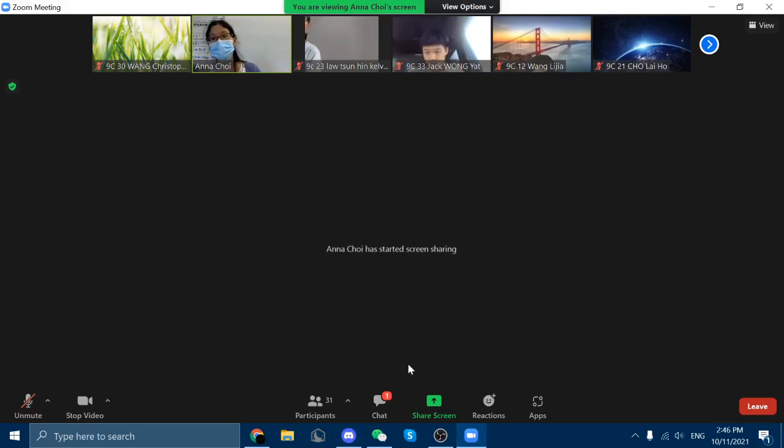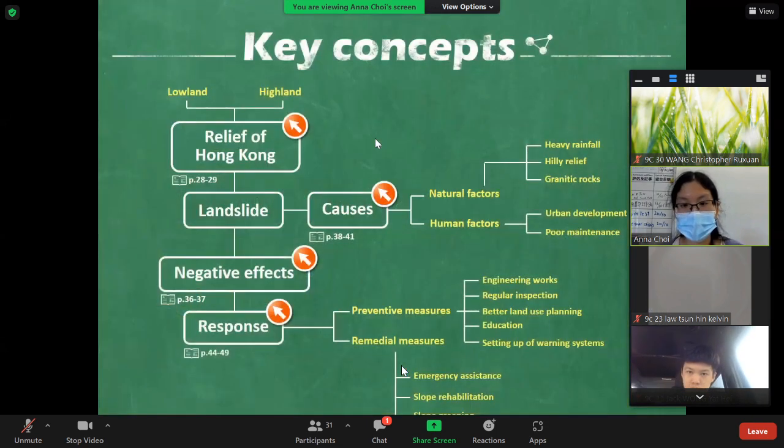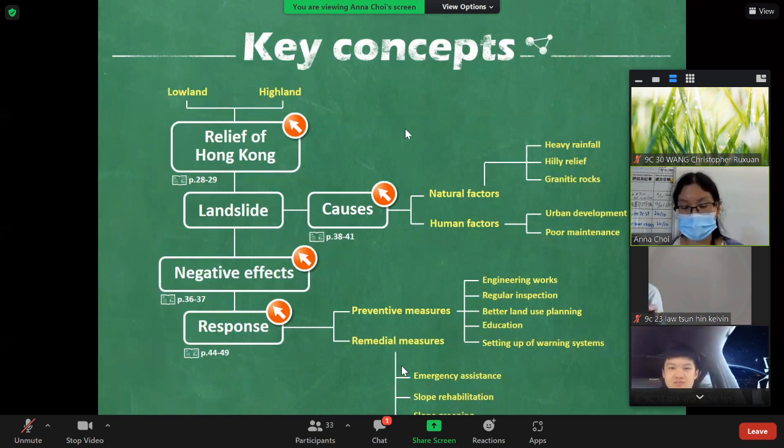So you will find that the major topic for Unit 3 will relate to landslide. Basically, in this unit, we are going to discuss two different parts. The first part will be related to landslide, of course. We would like to look at the causes, negative impact, and how to respond before or after the occurrence of landslide. But before we go into details for landslide, we would like to look at the relief of Hong Kong. And here we would like to discuss some of the map reading skills. So this will be the content we are going to discuss today.